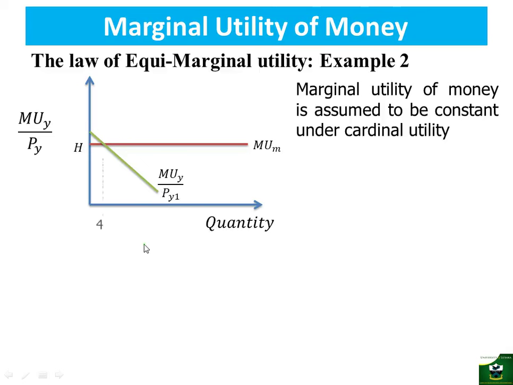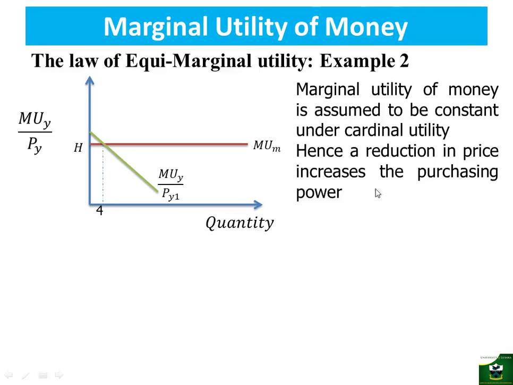Now, when the price, this is at the price of 4, so a reduction in price increases the purchasing power of a consumer, meaning the consumer will be able to buy more of a given commodity. So in the first example, we saw that only 4 units of X were consumed, but in the second example, after reducing the price to 1, 6 units of Y were consumed. So with a reduction in price, then the ratio curve shifts to the right. Okay, and we see that 6 of good Y will be consumed.